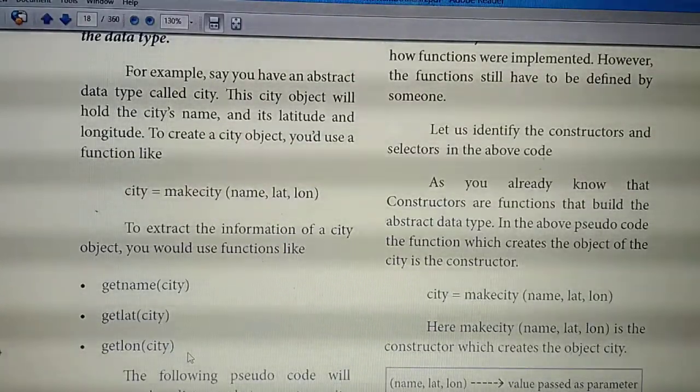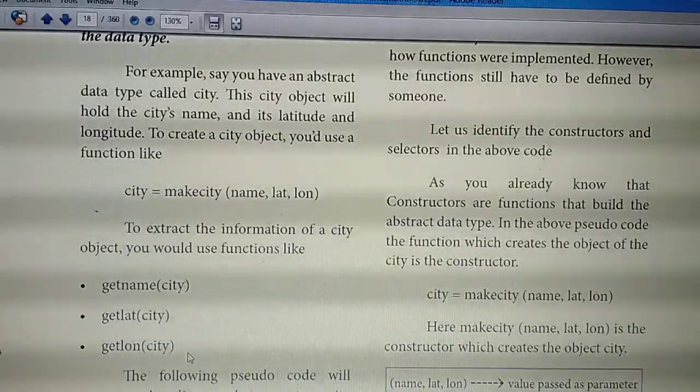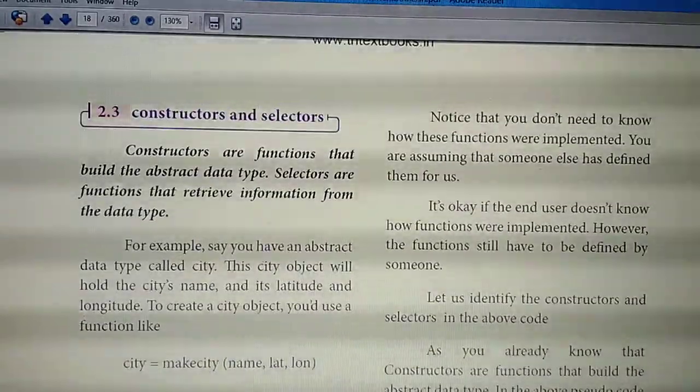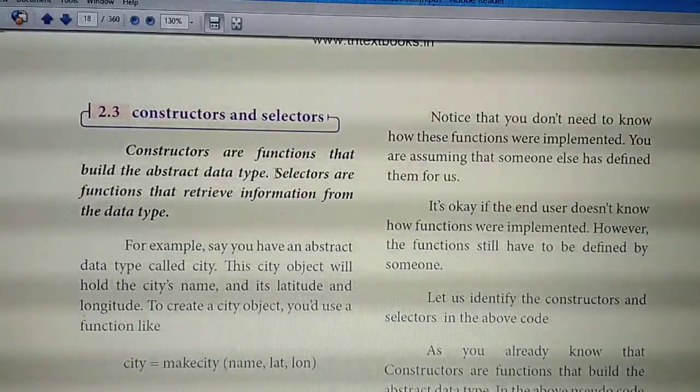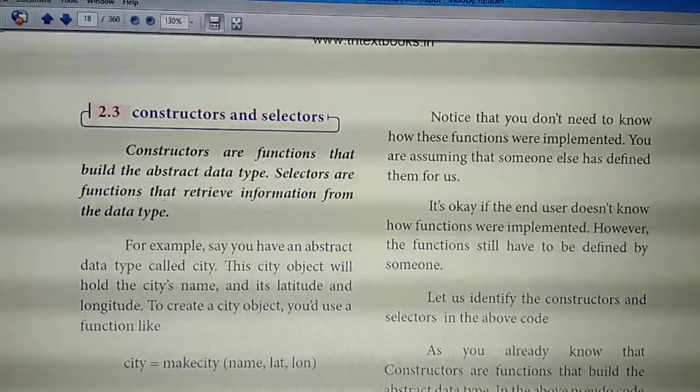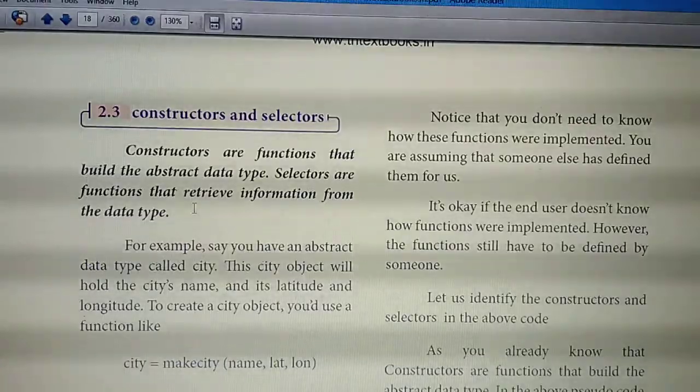Okay. Very, very important question. So what are the points you should write first? First, constructors are functions that build abstract data type. Then here first point, selectors. Selectors are functions that retrieve information from data type. Then second point, next page.